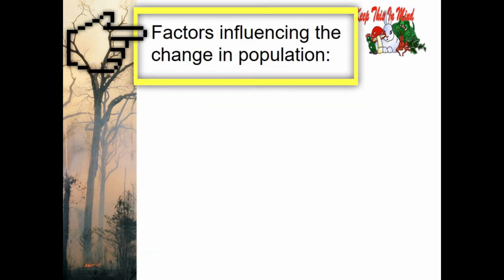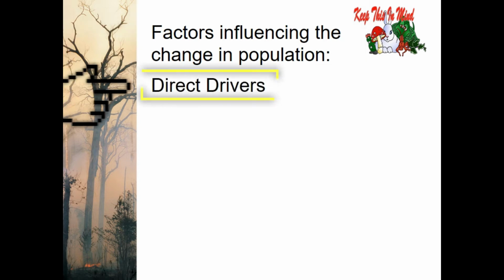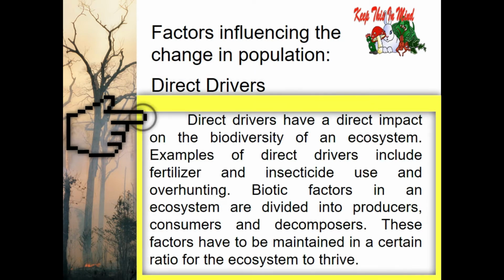Factors influencing the change in population. We have, first, the direct drivers. And what are direct drivers? Direct drivers have a direct impact on the biodiversity of an ecosystem. Examples of direct drivers include fertilizer and insecticide use, and overhunting. Biotic factors in an ecosystem are divided into producers, consumers, and decomposers. These factors have to be maintained in a certain ratio for the ecosystem to thrive.